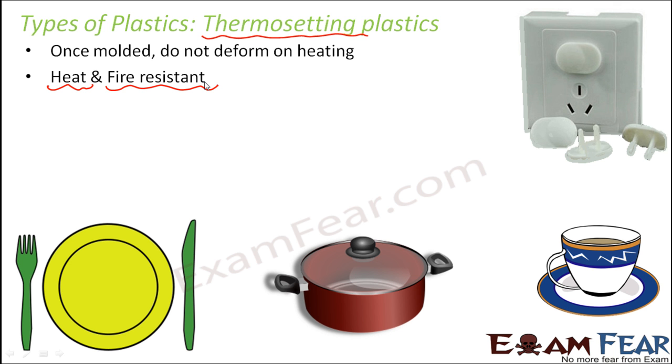But if you use a utensil made up of thermoplastic, what will happen? As soon as you put it on the stove, as soon as you heat it, the plastic utensil itself will start deforming, it will start melting. That would become a problem. Some examples of thermosetting plastics are bakelite and melamine. These are examples of thermosetting plastics.